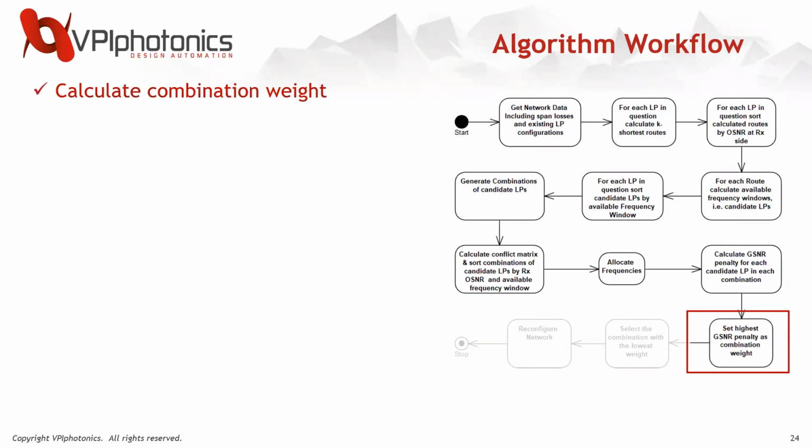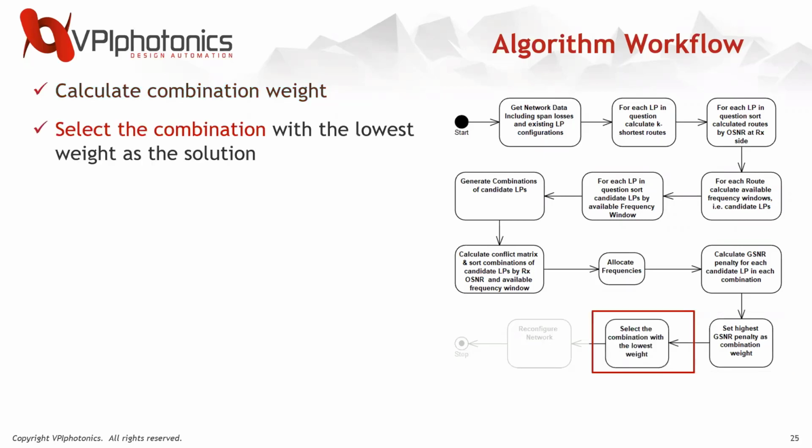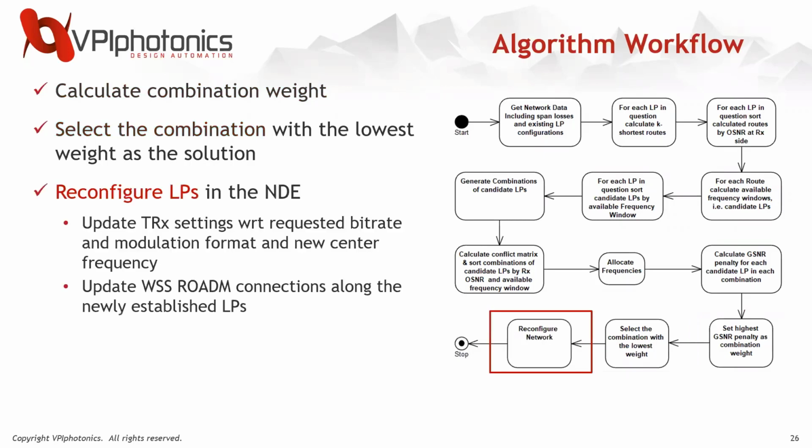We define the highest GSNR penalty as the combination weight. It is calculated as the difference between OSNR and GSNR in dB units for each candidate light path in that combination. The combination with the lowest weight is considered as the solution. The last step of the algorithm is to reconfigure equipment in the network to deploy the solution. That is, bandwidth variable transceivers and WSS ROADM connections along the new light paths are updated.